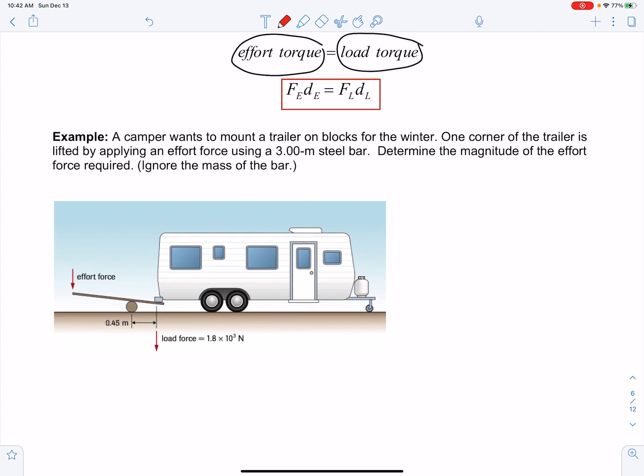A camper wants to mount a trailer on blocks for the winter. One corner of the trailer is lifted by applying an effort force using a 3-meter steel bar. Determine the magnitude of the effort force required, and you can ignore the mass of the bar. Let's start by writing down everything that we know that is given in this question.